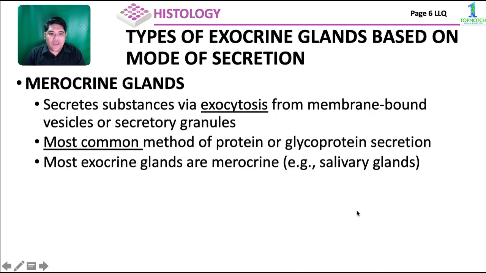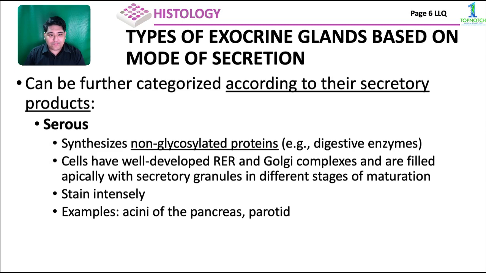Now, what are the types of exocrine glands based on their mode of secretion? First, we have your merocrine glands. Secrete substances via exocytosis from membrane-bound vesicles or secretory granules. Most common method of protein or glycoprotein secretion. Most exocrine glands are merocrine, kaya nga siya most common. Example, your salivary glands. Now, you can further categorize the secretory products whether it is serous or mucus, no? Dito sikat na sikat yung ating mga sublingual glands, mandibular and parotid gland.